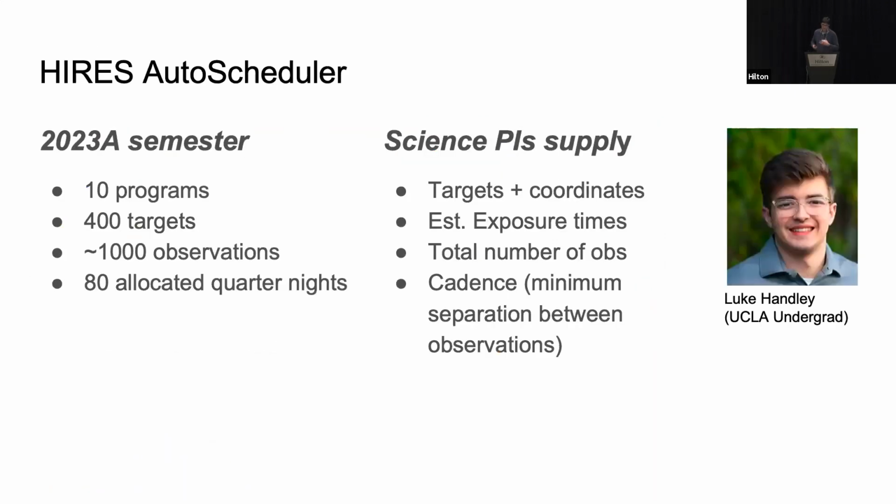So what we've done is we've deployed this already at HIRES. And I really want to acknowledge the work of Luke Hanley, a UCLA undergrad who built this code. What we're trying to do is balance the needs of about 10 programs, a total of 400 targets, and roughly 1,000 or so observations. And these are allocated into about 80 quarter nights. So the science PIs provide the targets, coordinates, estimated exposure times, and then critically the cadence.